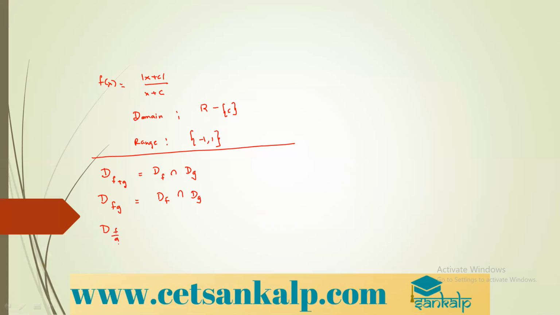Domain of the function f by g will be domain of f intersection domain of g. Remember, you have to take the set of x such that g of x should not be equal to 0. That is very important. Similarly, when you take the domain of square root of f function, you have to take the domain of f intersection the set of x such that f of x is greater than or equal to 0. While doing problems, while giving you examples, you can understand these last two better.